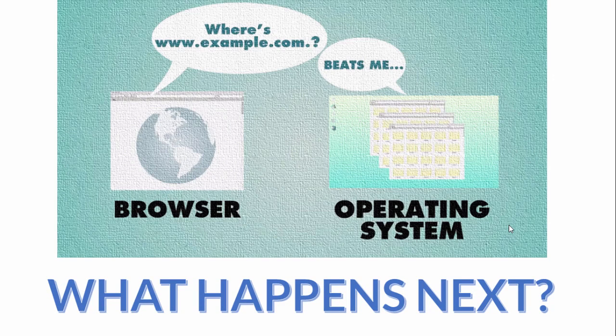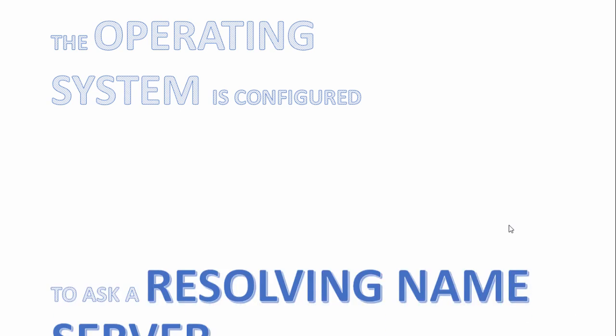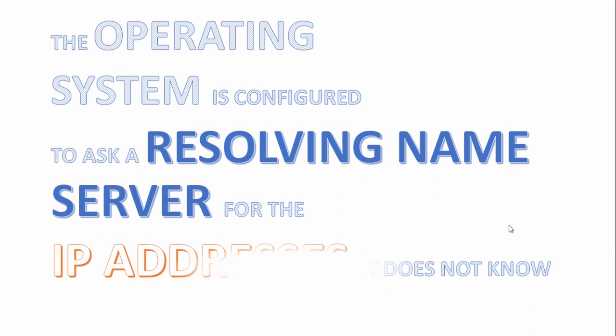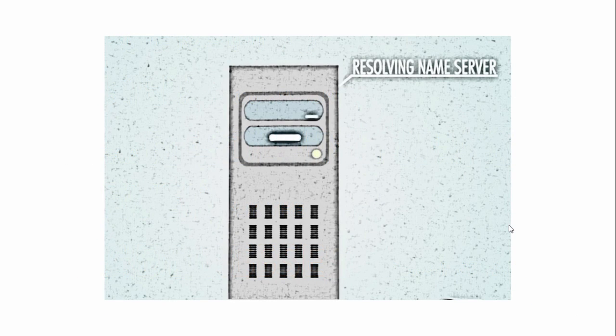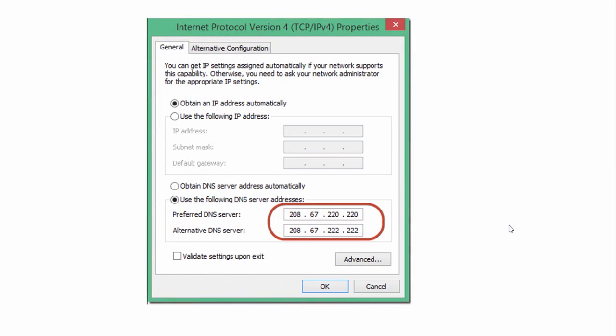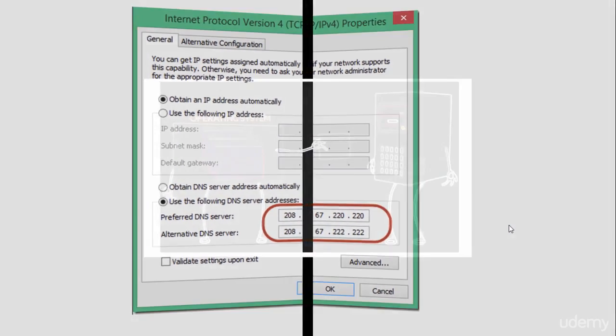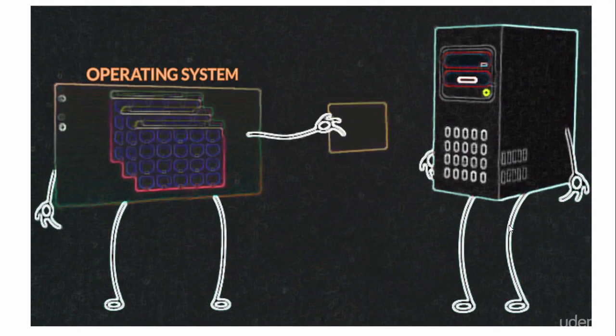The operating system is configured to ask a resolving name server for IP addresses it doesn't know. The resolving name server is the workhorse of the DNS lookup. It is either configured automatically or manually within our operating system. Our operating system asks the resolving name server for www.example.com. The resolving name server may or may not have the IP address in its cache memory.